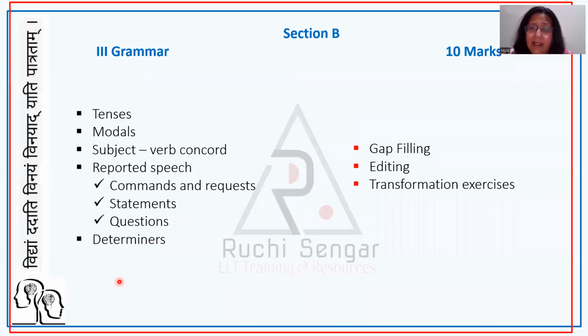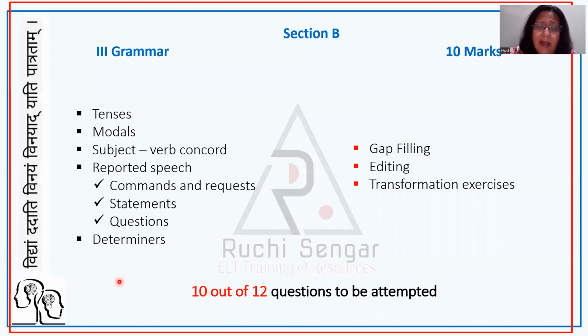They have said that it's going to be 10 out of 12 questions to be attempted. Have they specified that this is going to be MCQ? No. It doesn't say so anywhere. Can it be MCQ? Yes. Can it be without MCQ? Yes, because it's not been specified. So the child should be prepared to do exercises like these, and the child has to attempt 10 out of 12 questions.